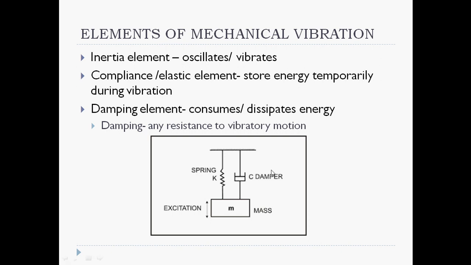The spring represents the elastic element. It stores energy during the vibration for continuing the vibration. We also have a damper here, which is the damping element. It consumes and dissipates energy, and hence resists the vibratory motion. Due to the presence of this damper, the vibratory motion has a damping effect and eventually dies off. These are the elements of a mechanical vibration.